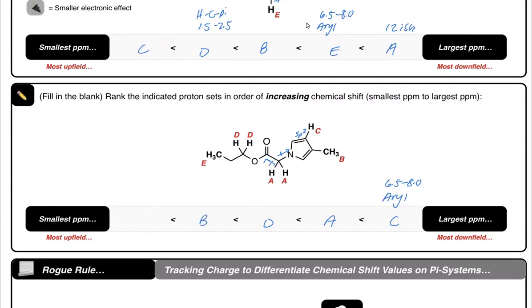From there, I would say B and then E. B is a proton on a carbon neighboring a pi system, 1.5 to 2.5, which would be more downfield than E, which is just a proton on a carbon neighboring another sp3 hybridized carbon. Okay.